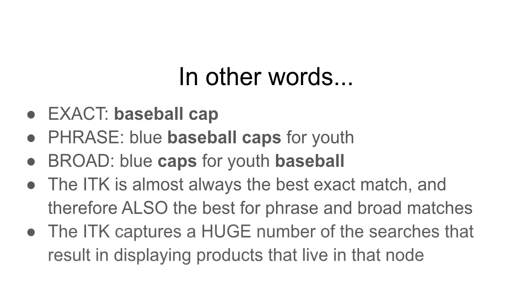Well, this type of system then will capture a huge number of searches that result in displaying the products that live in that node. Okay? This one item type keyword will capture a lot of searches. It'll capture exact match, phrase match, and broad match type searches. And that will result in your product being displayed prominently in the organic search results for all of those searches.